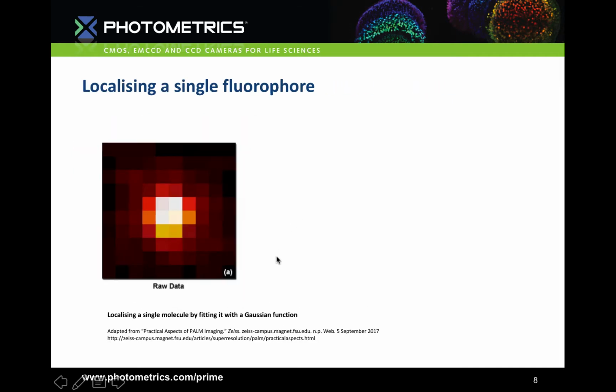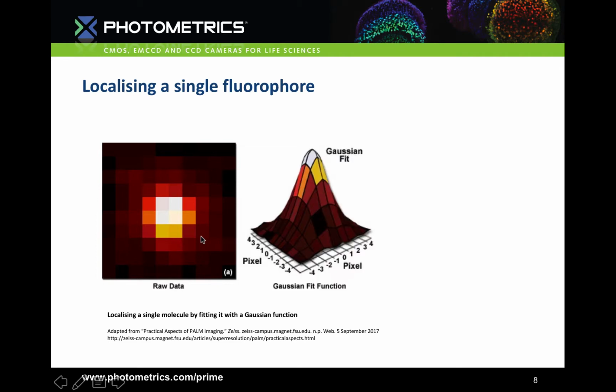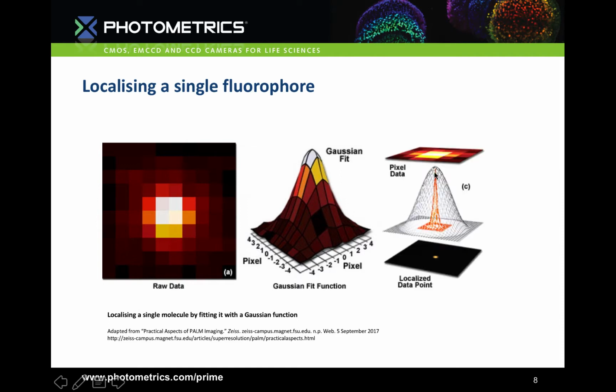Well, if we can isolate a single fluorophore, and be sure that what we're looking at is a single fluorophore, we can fit that to a Gaussian function where the height and width of the peak are directly related to the intensity on the pixel. That means the more photons you collect, the taller and thinner the peak. We can then use that peak to more accurately pinpoint the center of the distribution.